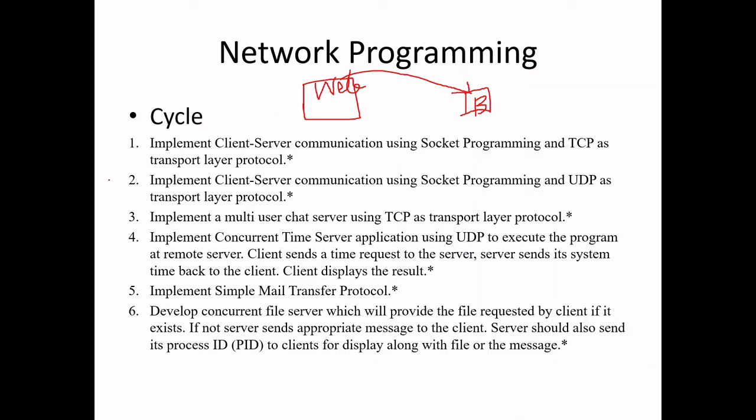The first two are the basic concepts. If you learn these two, then you can do any sort of client-server communication. The first program is to implement client-server communication using socket programming with the TCP protocol, and the next one is the UDP protocol. These are the two major protocols used over the internet for any sort of communication. Once you know how TCP and UDP can be used to communicate between two processes over a network, you can implement any sort of application.